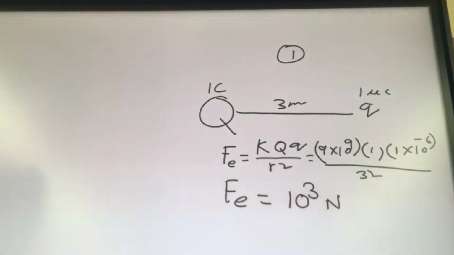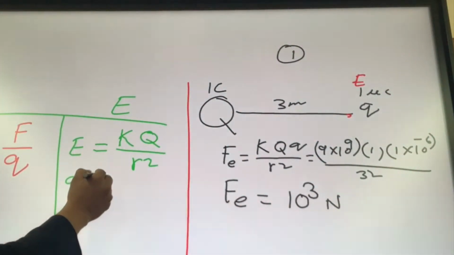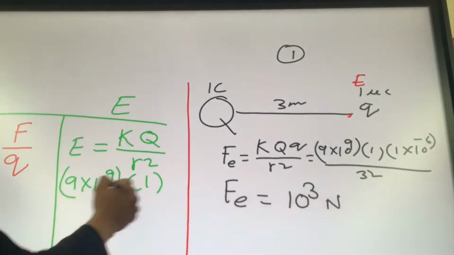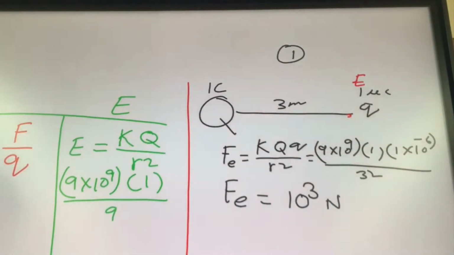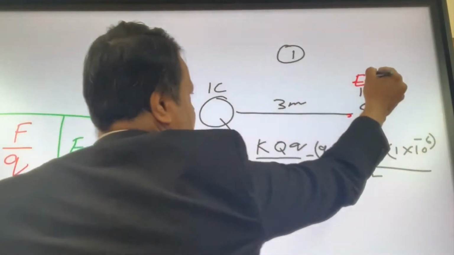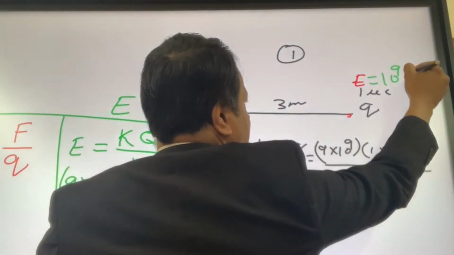1000 Newton. K is 9 times 10 raised to 9. Big Q is 1. R squared is 9. So the electric field is 10 raised to 9 Newton per coulomb. This is the electric field right here, 10 raised to 9 Newton per coulomb.